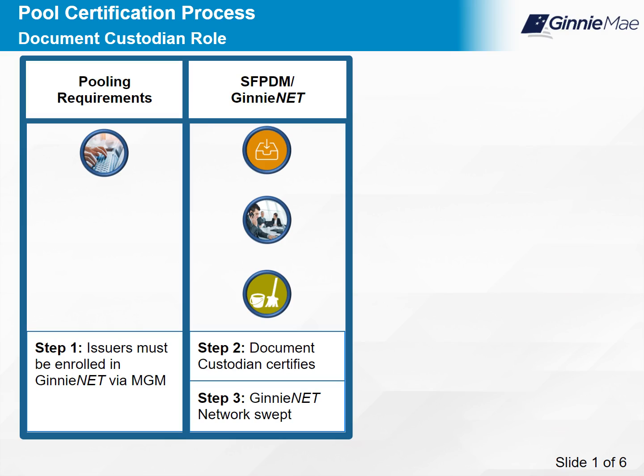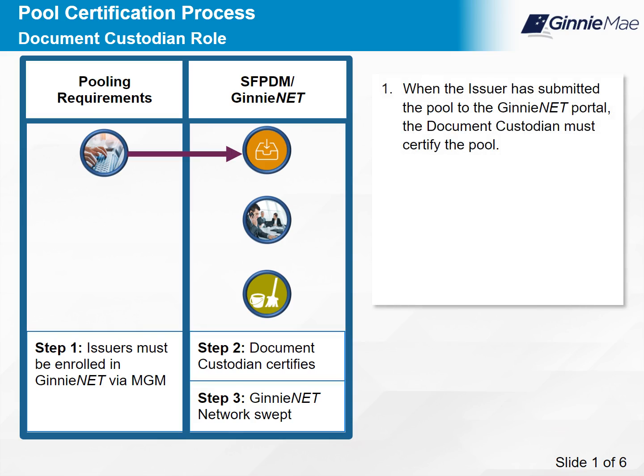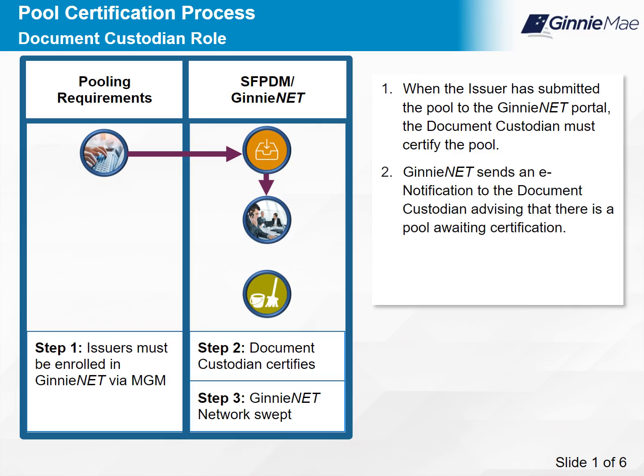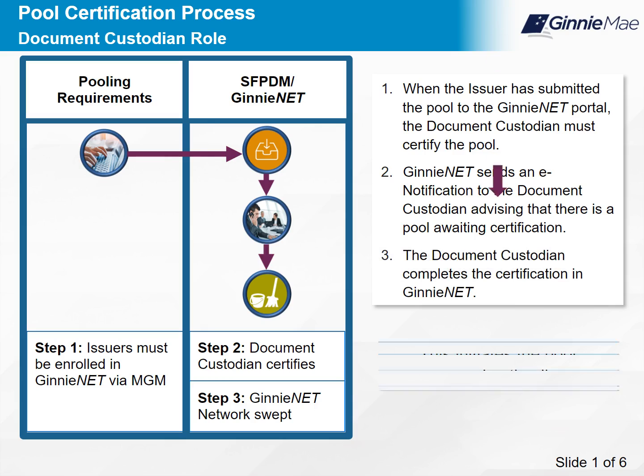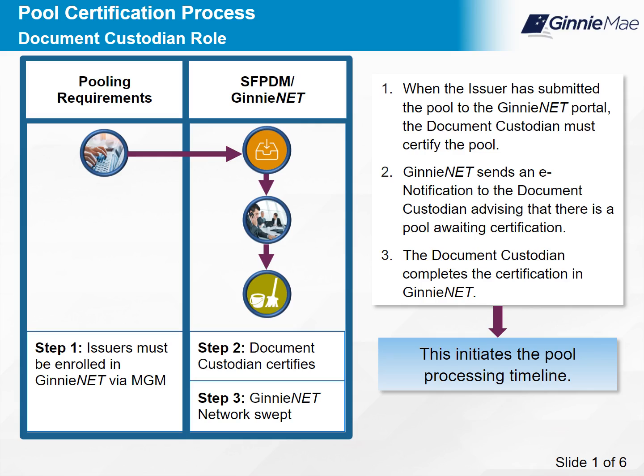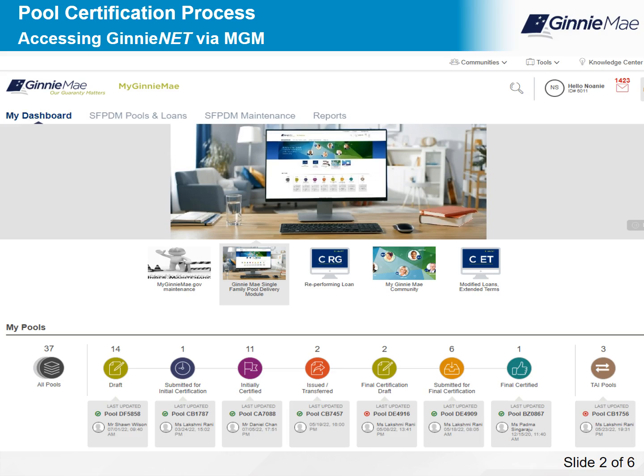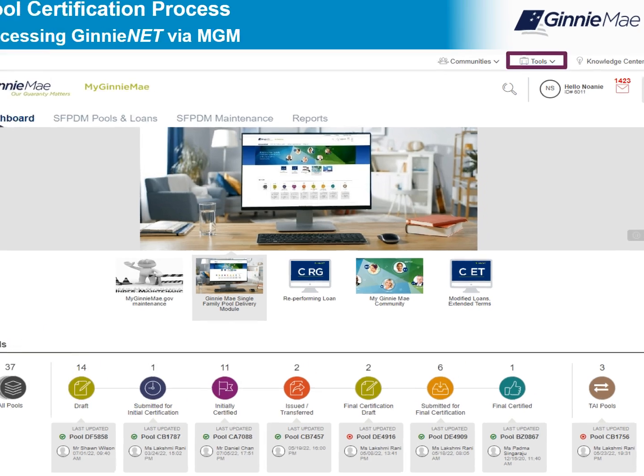This is an overview of the steps used to certify a pool in GinnieNET. In this session, we are focusing on Step 2 of this diagram, where the document custodian must certify the single-family pool. When an issuer has submitted the pool to the GinnieNET portal, the document custodian receives an e-notification advising that there is a pool awaiting certification. The document custodian must log in to GinnieNET to complete the certification. This initiates the pool processing timeline. Select Next to continue.